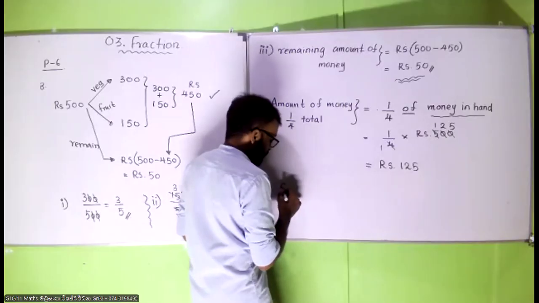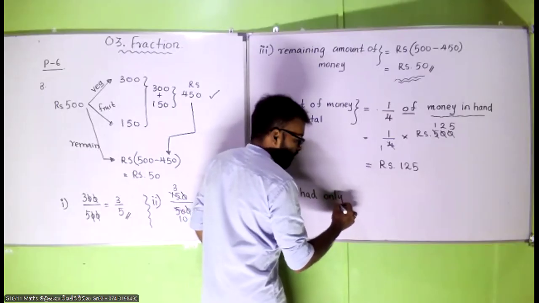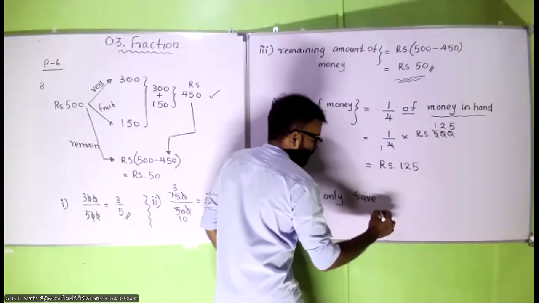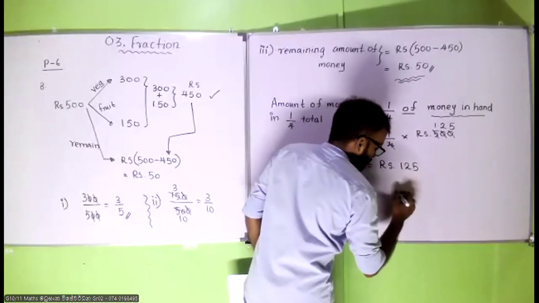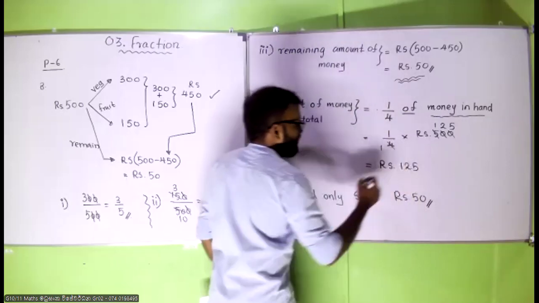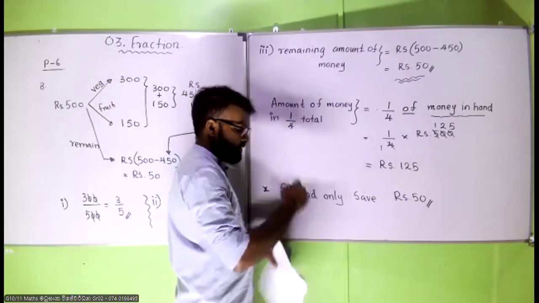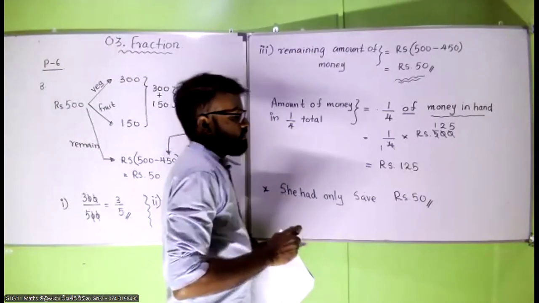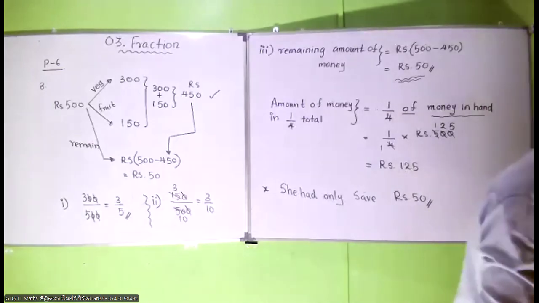So she had only 50 rupees. She couldn't save 125 rupees in her hand. So you have to write it. This is the answer for the 8th part. If you get this sketch done, this question is nothing.